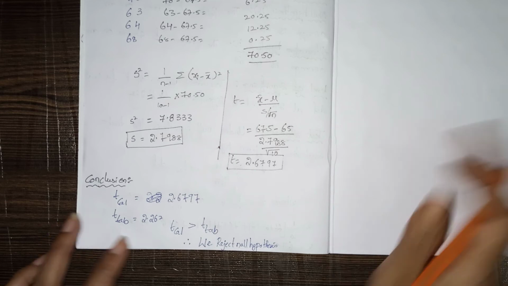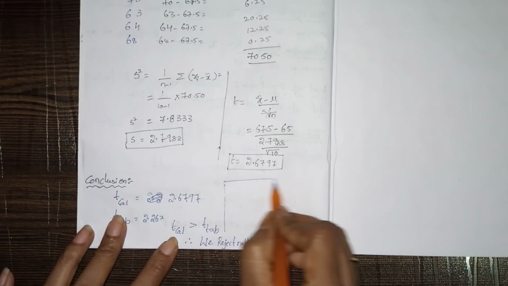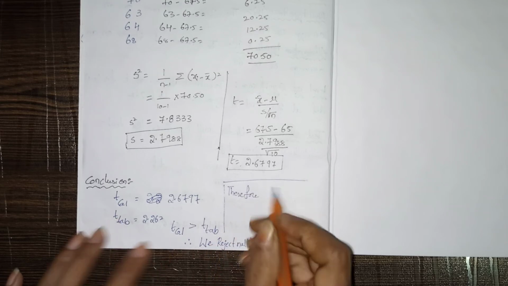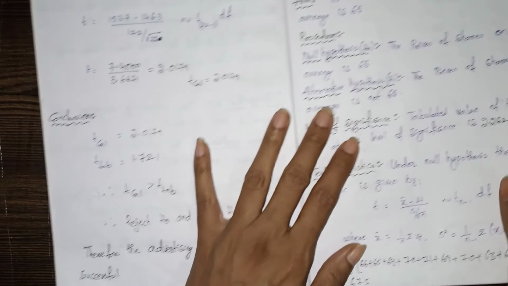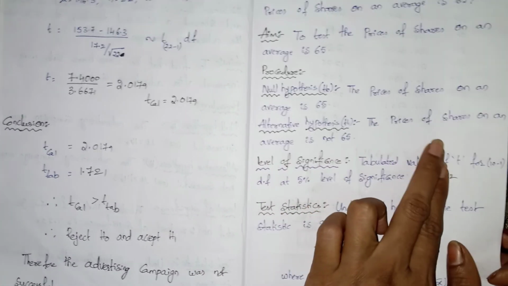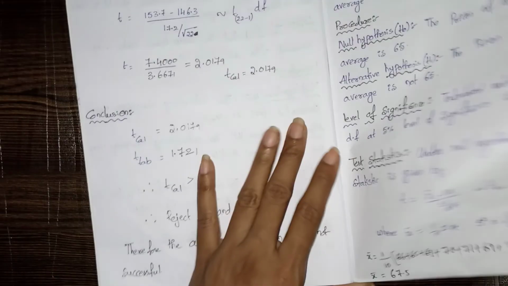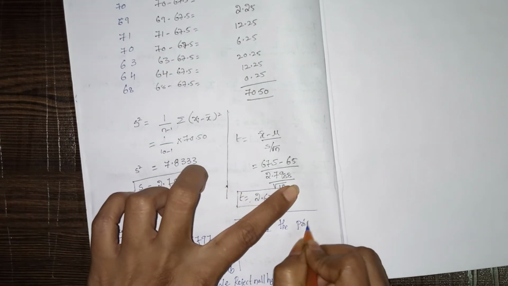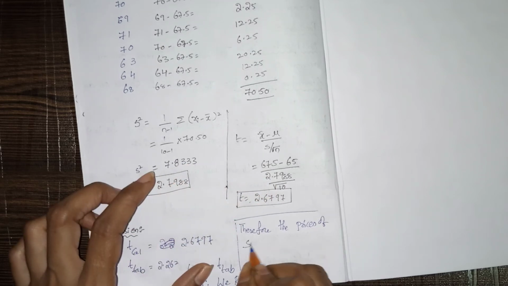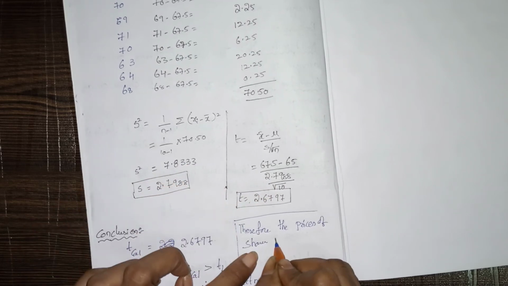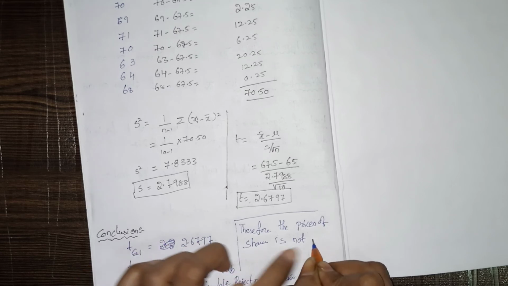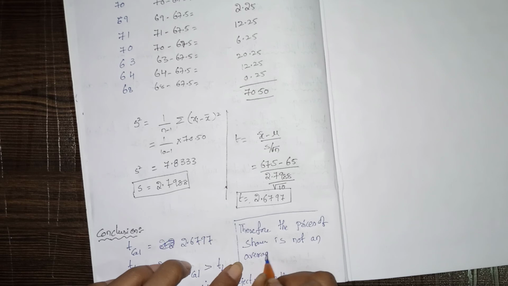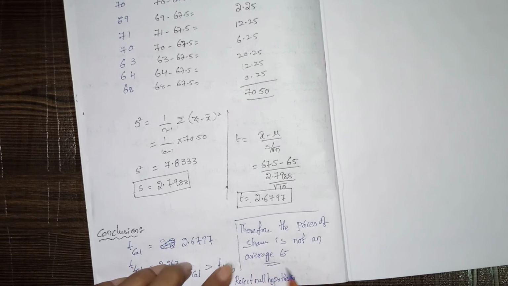That means what statement are we going to accept here? At last what you have to write is the alternative. Therefore, the prices of shares on an average is not 65.